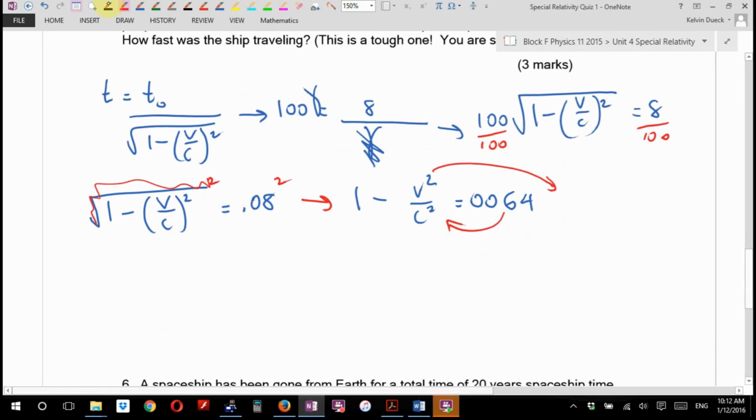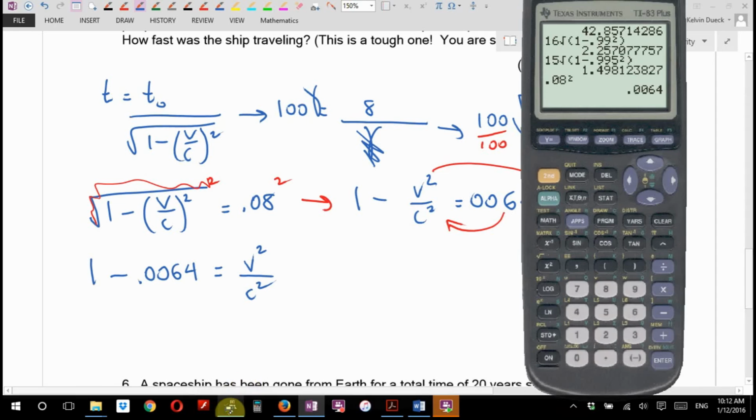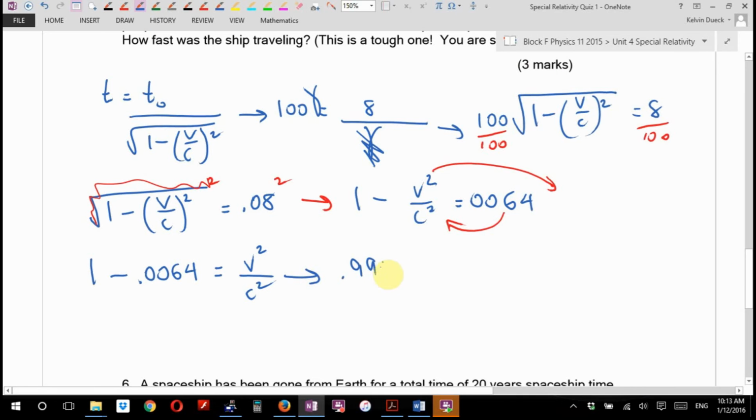And again, if you wrote down the velocity equation, you could have jumped right into this. But I guess it's going to be 1 minus 0.0064 equals v squared over c squared. 1 minus 0.0064 is 0.9936, sorry. 0.9936 equals v squared over c squared. Now I'm going to times by c squared.